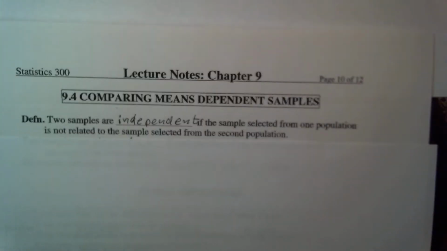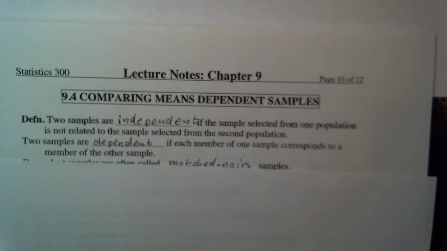So recall that two samples are independent if the sample selected from one population is not related to the sample selected from a second population. However, two samples are dependent if each member of one sample corresponds to a member of the other sample. So that's a distinction. And then, as I mentioned before, dependent samples are also called matched pairs samples.